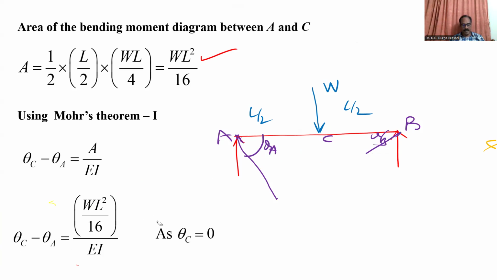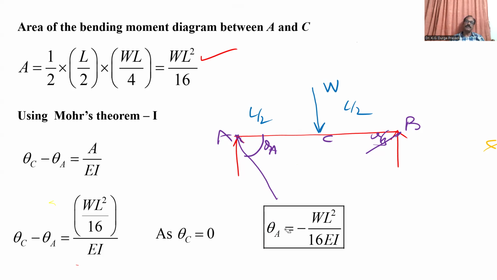0 minus theta A equal to WL square by 16 EI. So further, you can write theta A equal to minus WL square by 16 EI. So this is the way of finding the slope at A, right? Theta C is 0. So at the end points, there must be slope, right? No deflection, but there must be slope. At point C, more deflection is there, but slope equal to 0, right?